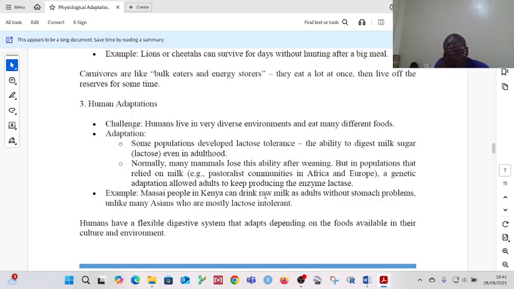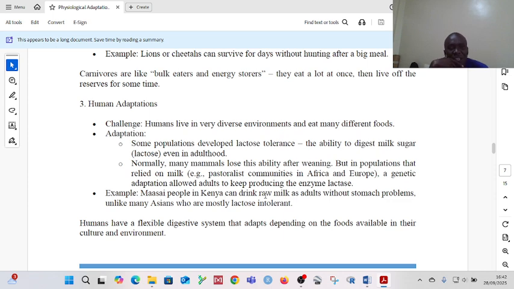For humans, the adaptations in terms of diet. It's true, for example, that humans live in diverse environments and eat many different foods. A pastoralist community will be feeding on a different diet compared to a farming community. And that diet subjects these animals to some challenges. So in a way, these humans, which are animals in this case, should also undergo some adaptation.